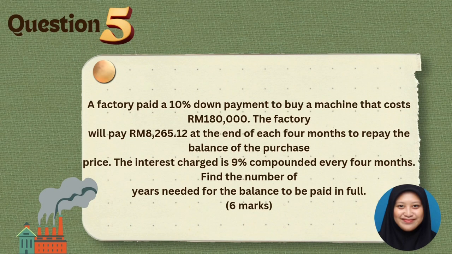Let's move to the last question. A factory paid a 10% down payment to buy a machine that costs 180,000. The factory will pay 8,265 ringgit 12 cents at the end of each 4 months to repay the balance of the purchase price. The interest charge is 9% compounded every 4 months. Find the number of years needed for the balance to be paid in full.